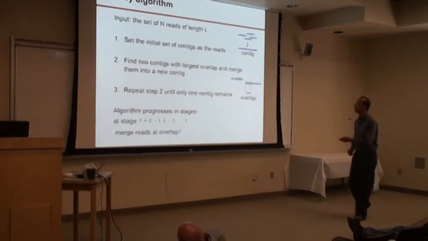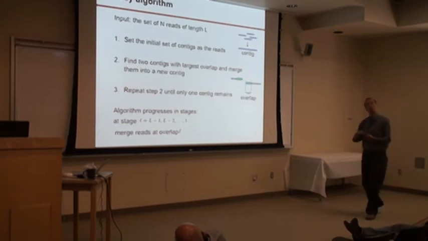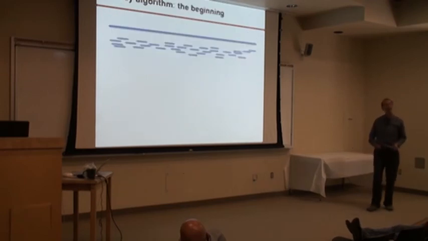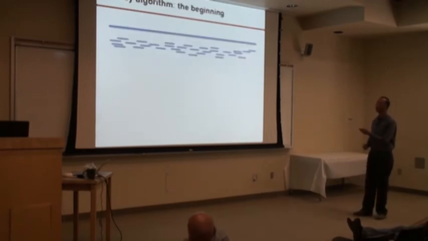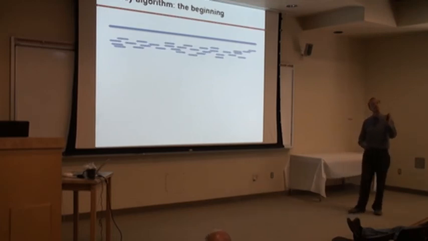So one way to think about this problem is that this algorithm progresses in stages. Okay? At stage L minus 1, we are merging reads which have overlap L minus 1, and then we finish with all these mergers of length L minus 1, and then we go to L minus 2. Okay, so let's see how this greedy algorithm performs, and let's try to understand why, given those two necessary conditions, this algorithm actually works.